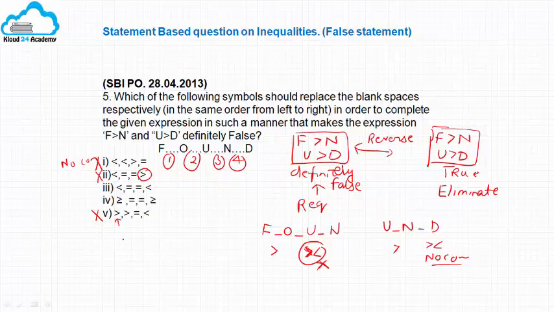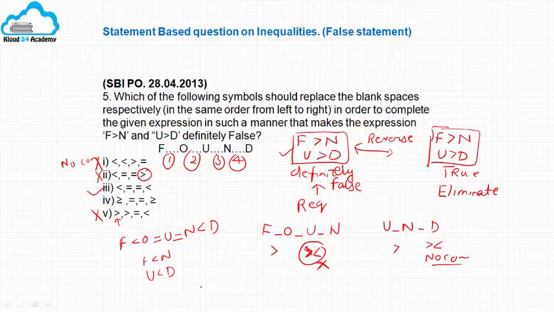Let's fill it with third. F less than or equals to U equals to N less than D. So here, is f greater than n? No, f is less than n. Is u greater than d? No, u is less than d. So this fulfills my definitely false requirement. So this is the answer.